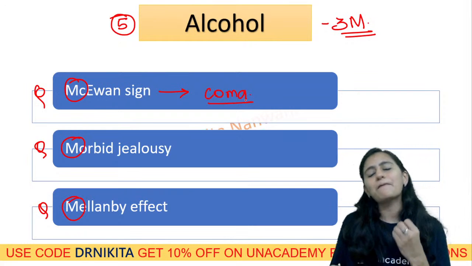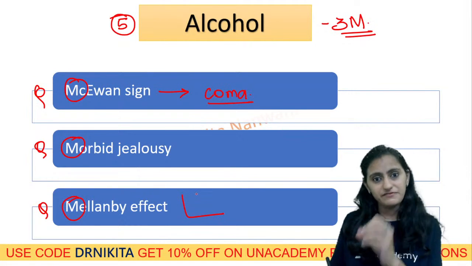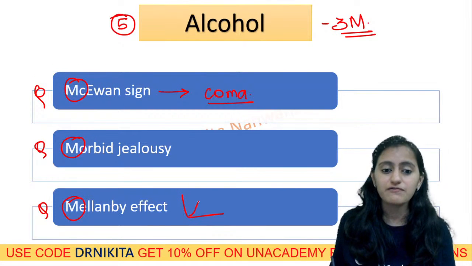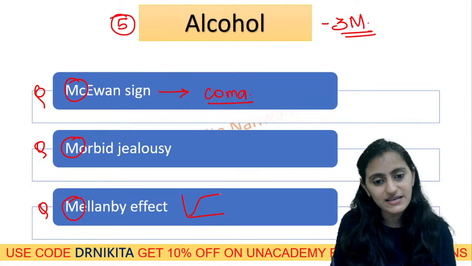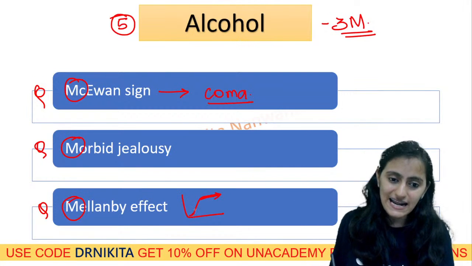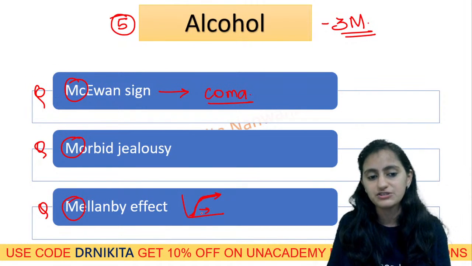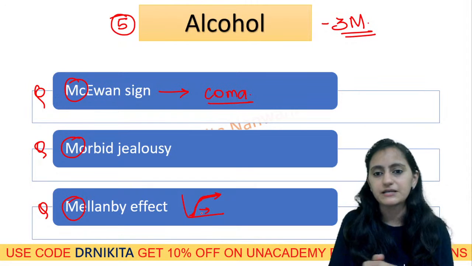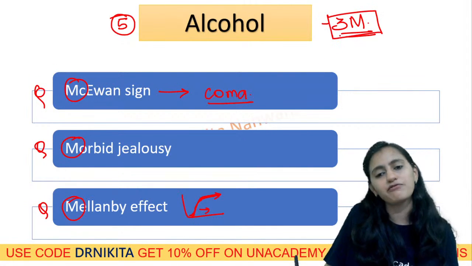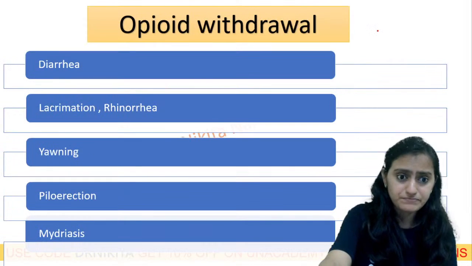Then you have Mellanby effect. What is Mellanby effect? The features, the symptoms that you see with alcohol, they are maximum when the levels of alcohol are rising, rather than when the levels of alcohol come to a plateau. So when the levels are rising, that is the time when the patient has maximum intoxication features. That is Mellanby effect. So all of these are important. Remember the 3 M's for alcohol.